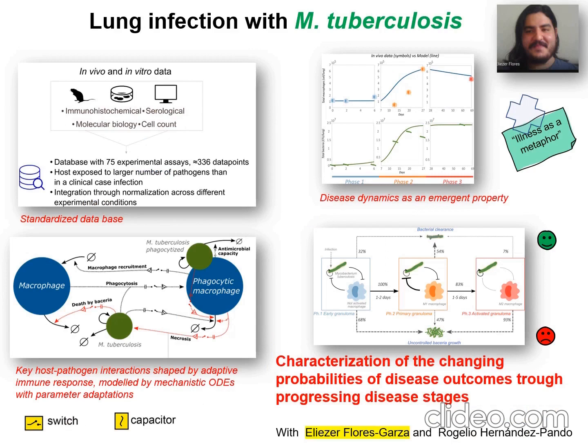Something similar can be done with tuberculosis. So this is the work of Elisa, who is just about to finish, well, actually, finished his manuscript, he finished his thesis already. So again, he spent a big part of his master's assembling a standardized database, which he then used to construct a minimal mathematical model to represent the key host pathogen interactions that occur in granulomas. So in this case, it's macrophages and the Mycobacterium tuberculosis.